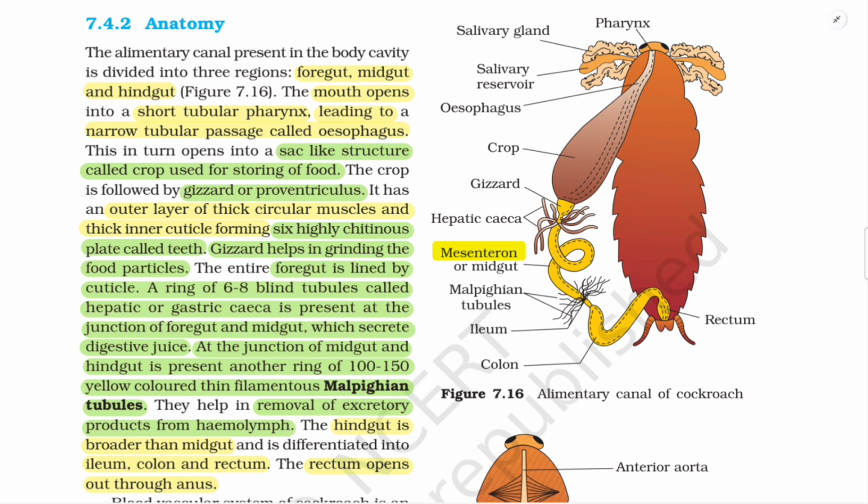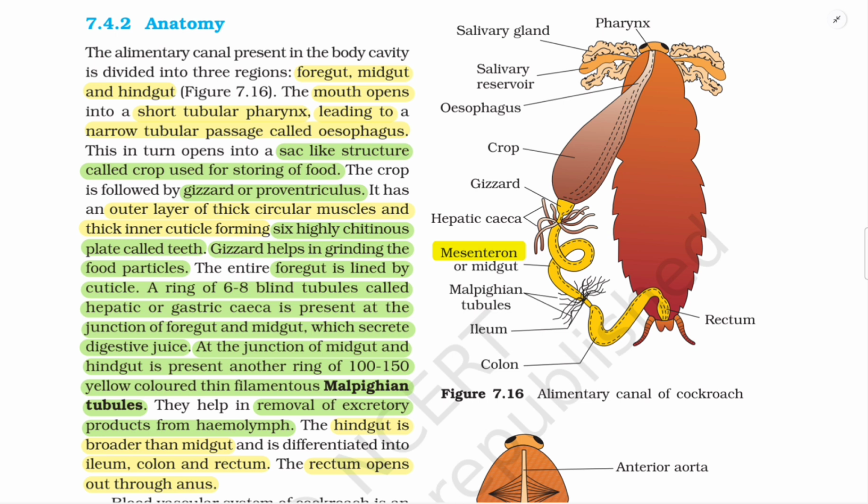It has an outer layer of thick circular muscles and a thick inner cuticle forming six highly chitinous plates called teeth. The gizzard helps in grinding the food particles. The entire foregut is lined by cuticle. A ring of 6 to 8 blind tubules called hepatic or gastric ceca is present at the junction of foregut and midgut, which secrete digestive juice.